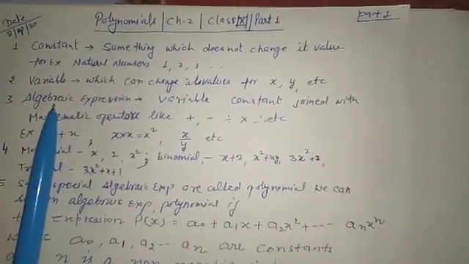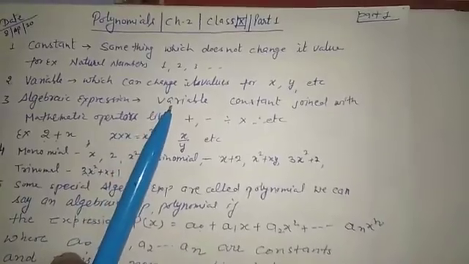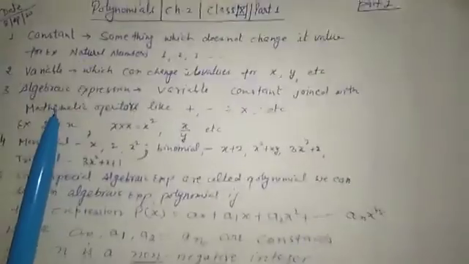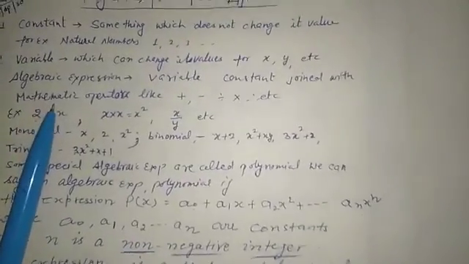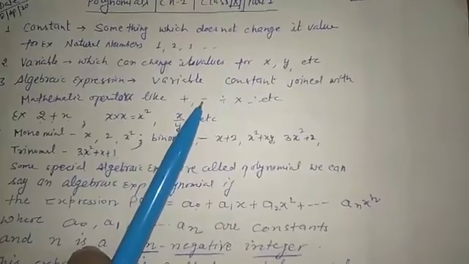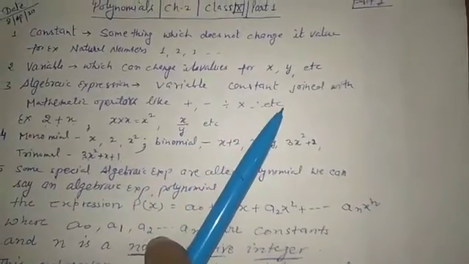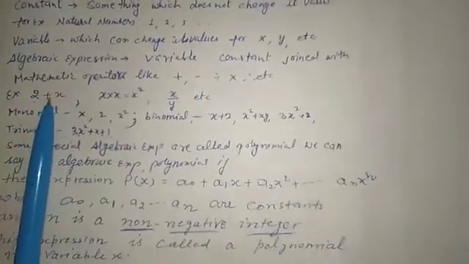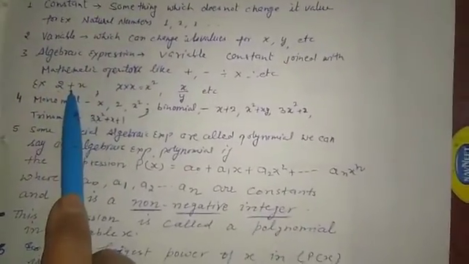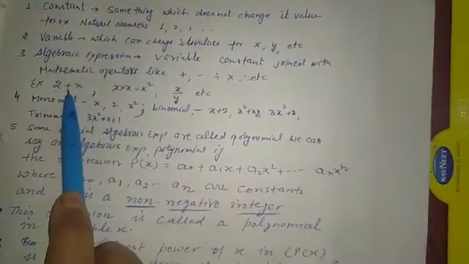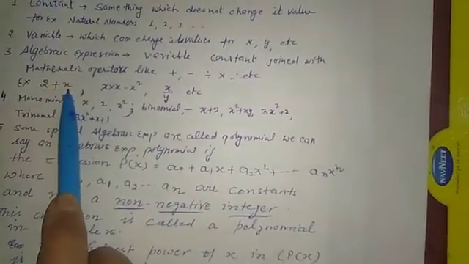Then the algebraic expression. Variables and constants joined with mathematical operators like plus, minus, divide, multiply, etc. So just an example is there. The example given is 2 plus x. So 2 is the constant here, plus is the operator, and x is the variable.